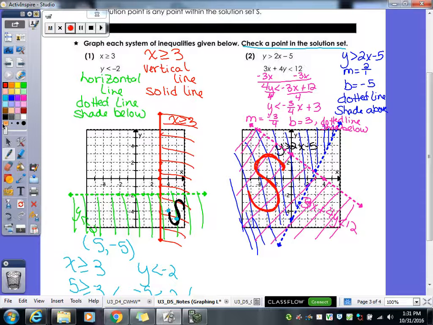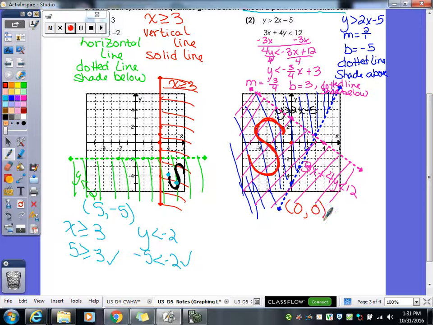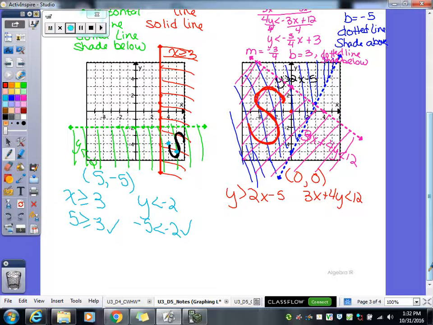So again, we have to pick a point from our solution set to check. Whenever possible, I always like to use the point 0, 0 because it's usually pretty easy to plug 0, 0 in. So I'm going to write my 2 inequalities down here. Okay. So for the first one, we put 0 in for y, 0 in for x, so that means I get a 2 times a 0. So that gives me 0 is greater than negative 5. Is that true? Is 0 greater than negative 5? Yes. So it worked in the first one.